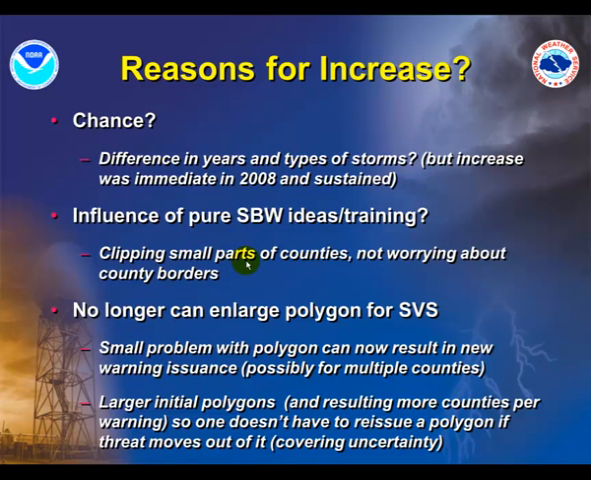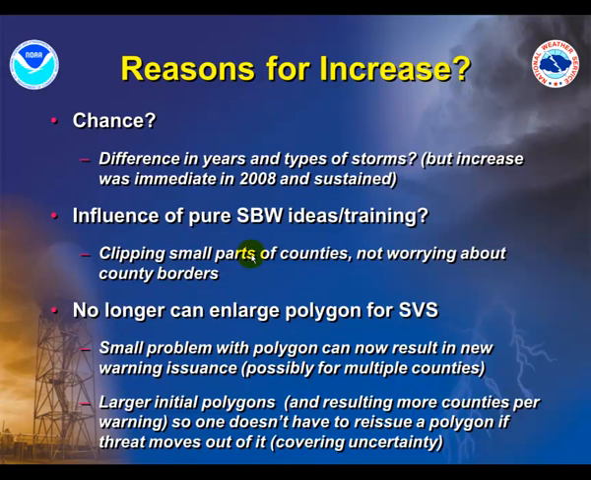You can no longer enlarge a polygon for an SVS. Prior to 2008, if you issued a warning for a county and or some parts of 2 counties and the storm started moving out the right side of that polygon, you could simply enlarge the polygon for the SVS, encompass it in that follow-up statement, and not have to reissue a warning for the threat. Now, with pure storm-based warnings, you can't do that. And so if you do have a storm moving out of the initial polygon, you have to issue another one to either replace or add on to the other polygon, which may include 1 or more counties.